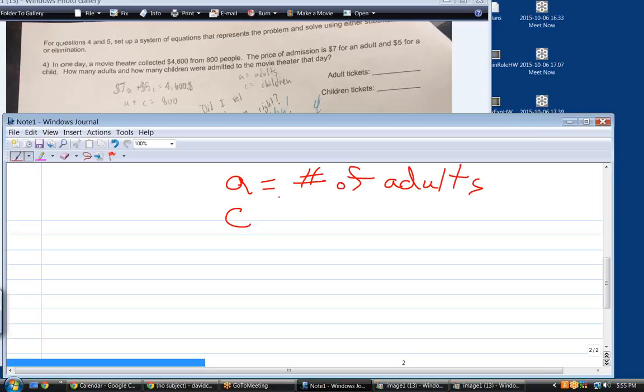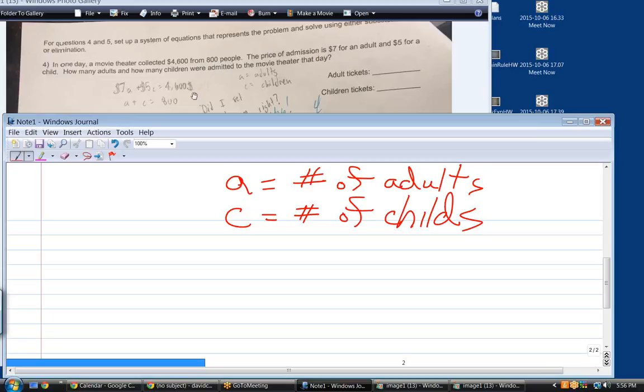Because sometimes you'll have your variable equal the price of an adult ticket, or the price of a child's ticket. Well, in this case, it really helps if you are very specific with how you define it. So if A equals the number of adults and C equals the number of children, then now I go back to the first part of the problem and try to come up with an equation.